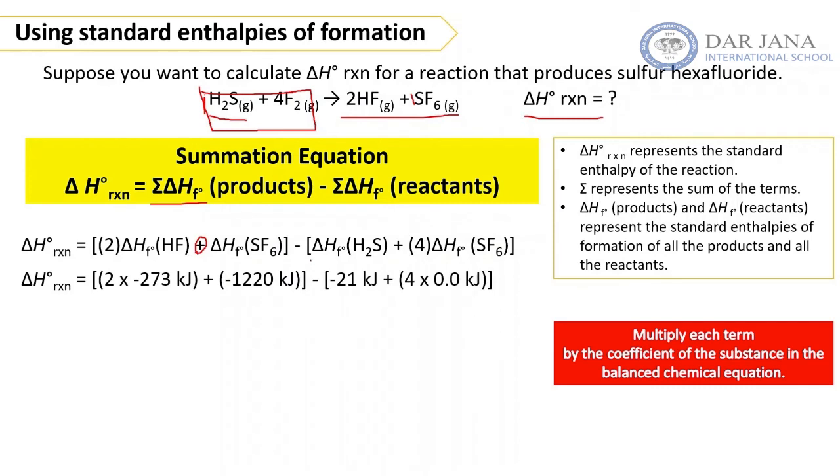We can use the table to find the delta H formation. For the HF it is negative 273, for the SF6 it is negative 1220, and so on. Just substituting the values, you are going to find delta H for the whole reaction, using again the delta H formation for the compounds.